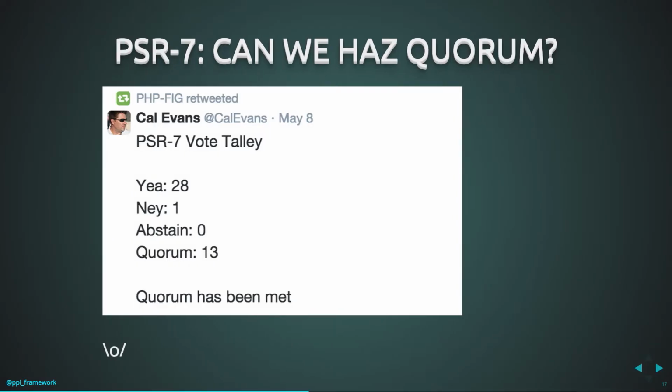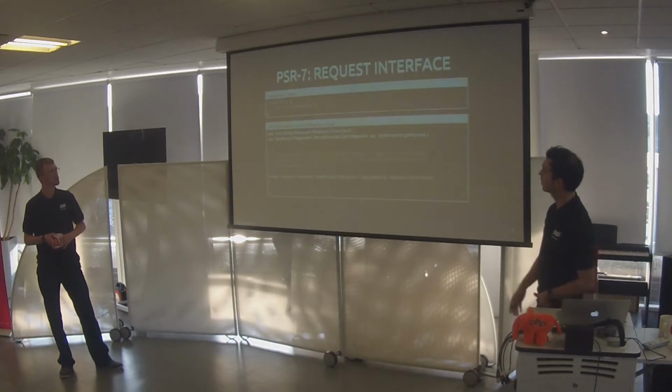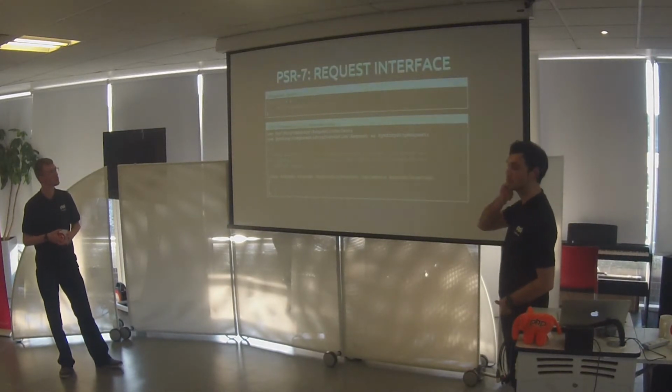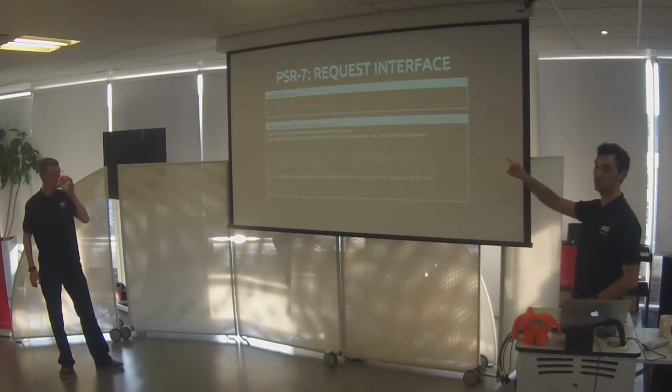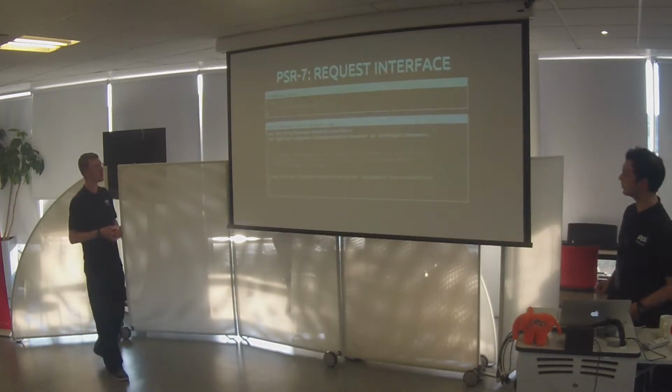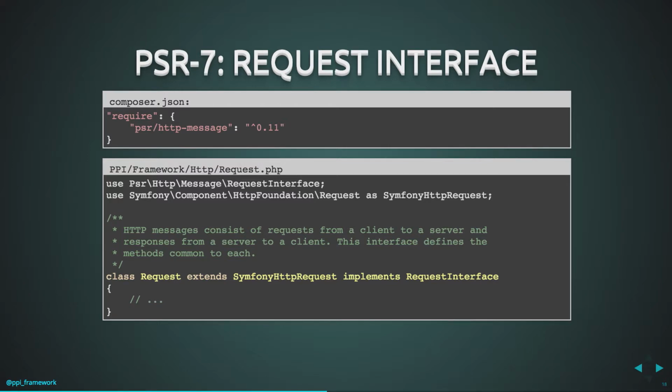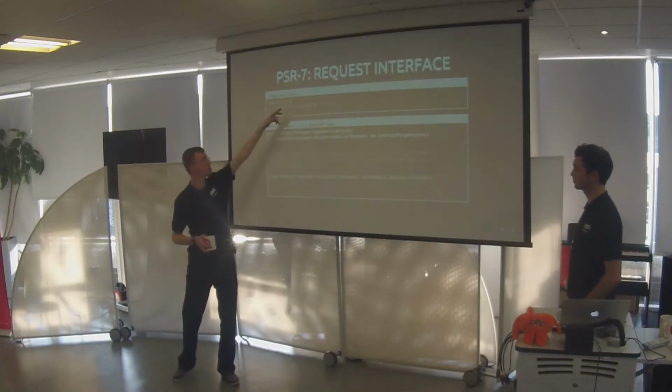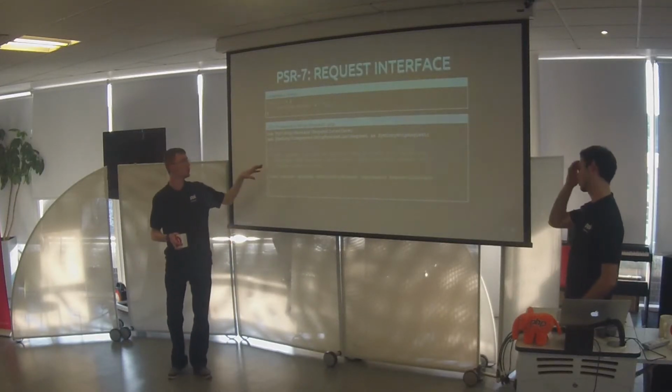So let's show some code. Oh, not yet. Let's show that PSR7 is going forward, which is very good for us. Very good news. This is very, very recent. And now we use PSR HTTP message in our composer.json to pull the latest version, which is 0.11. The PPI request in the framework extends Symfony requests because it's a very powerful request component. And so we extend Symfony, but we also implement PSR7 at the same time.